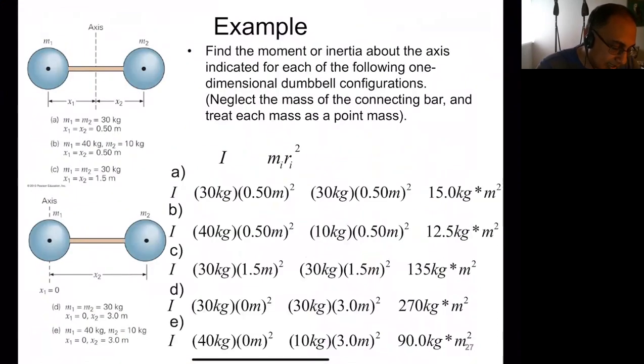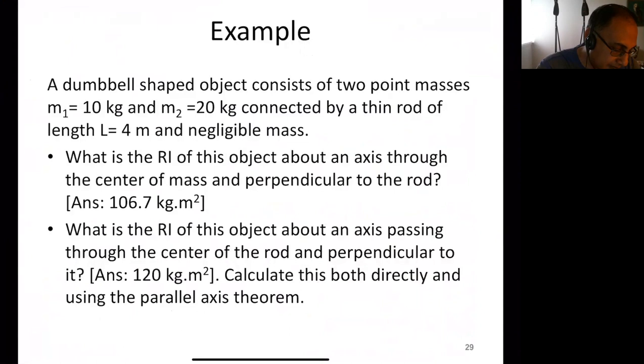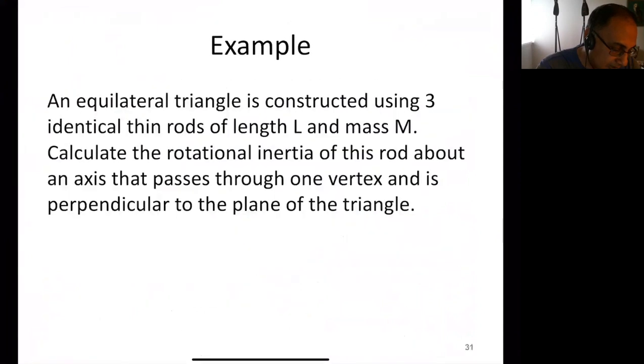I'll just do this one example, which is in your Mastering Physics, but all students seem to struggle with this particular example. And that's all that we need to do.